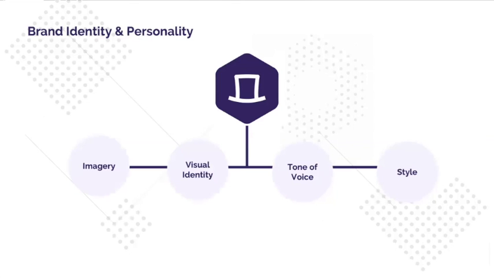Our brand identity and personality flows down to everything that we do. It flows into the imagery that we use, all the design work that we create. It flows into our visual identity, the way things are designed, the way things look and feel, the way we talk, our tone of voice, the way we speak to people, the way we write blogs, the way we write content, all flows from our brand identity and personality. And finally, our style. That comes from our personality as well. The style that we show, the way we want to show these things, is all driven by that same factor.